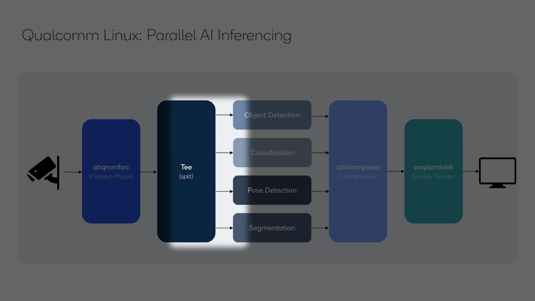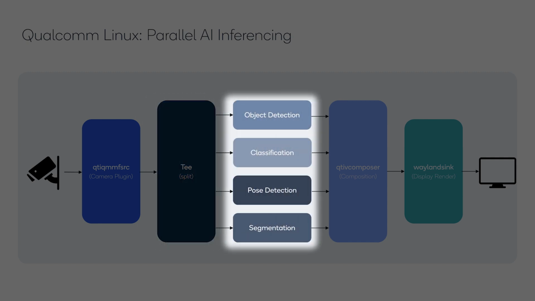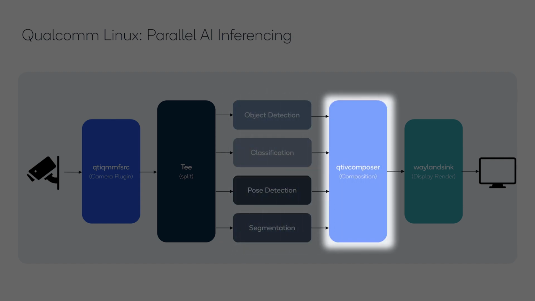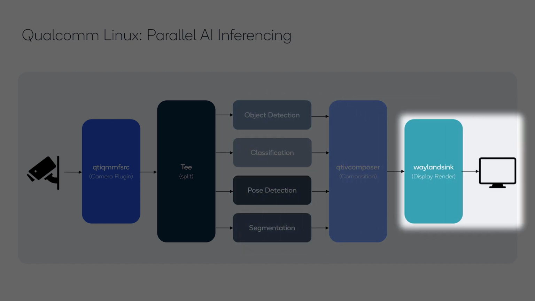Each of these streams is then processed by a dedicated inferencing block for the following use cases: object detection, classification, pose detection, and segmentation. The outputs of all 4 inferencing blocks are combined into a single frame, which is used for display. Now, let's take a closer look at the individual inferencing blocks and see how multiple elements of Qualcomm Intelligent Multimedia SDK are used.